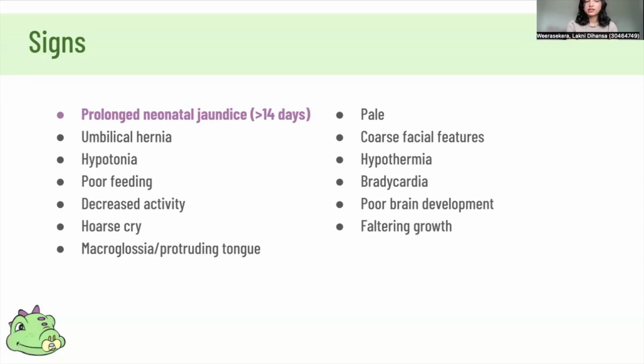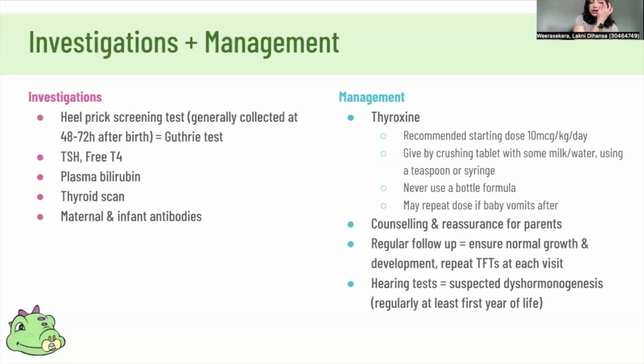Note that a lot of these are signs because pediatric patients are usually diagnosed at quite a young age. In terms of investigations, you do the Guthrie test, which is the heel prick screening test generally collected at 48 to 72 hours after birth. Testing your thyroid hormone, so TSH, free T4. Plasma bilirubin, because the patient tends to present with jaundice. You also do a thyroid scan and maternal and infant antibodies.